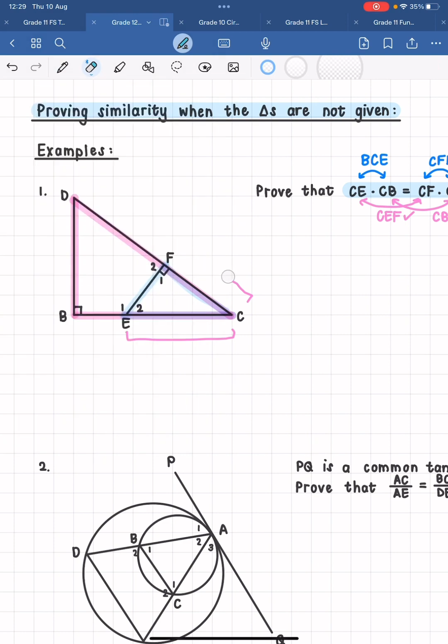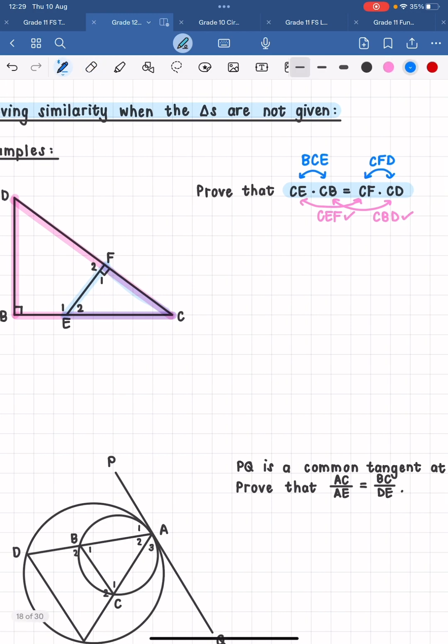Okay, so let's quickly do this now. So now, guys, we're going to say in triangle, and now you can decide what order you want to put your triangles in. Triangle CBD and triangle CEF.